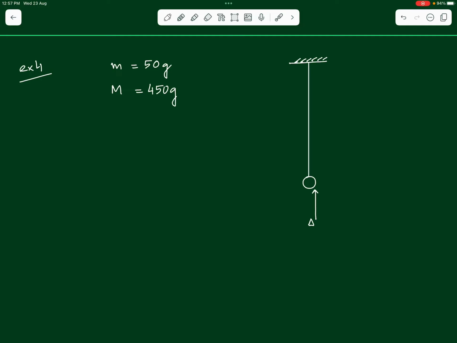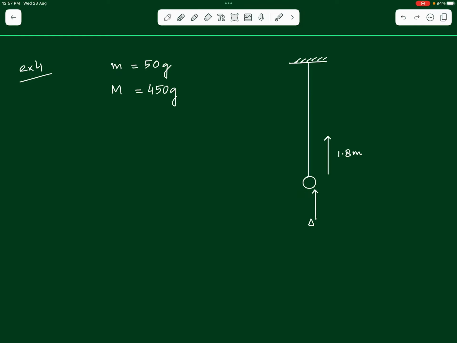So a bullet of mass 50 grams is fired from below into the bob of mass 450 grams of a long simple pendulum. The bullet remains inside the bob and the bob rises through a height of 1.8 meters before coming to rest, before reaching its highest point. We are supposed to find the speed of the bullet just before hitting the bob.